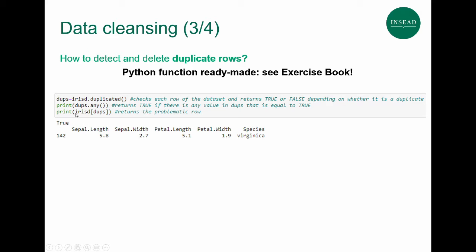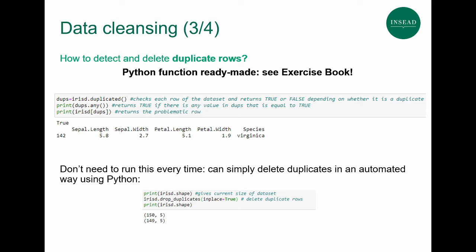In our case, it returns true. There are duplicates. And the way we can see the problematic row is by taking a look at irisd indexed by dupes, because that will outline the 1 row or the 2 rows or the 3 rows that are duplicates. In this case, it's row 142, which is a duplicate of another row. So you don't need to run this every time, right? This is simply done so you can yourself visualize what the duplicates are.